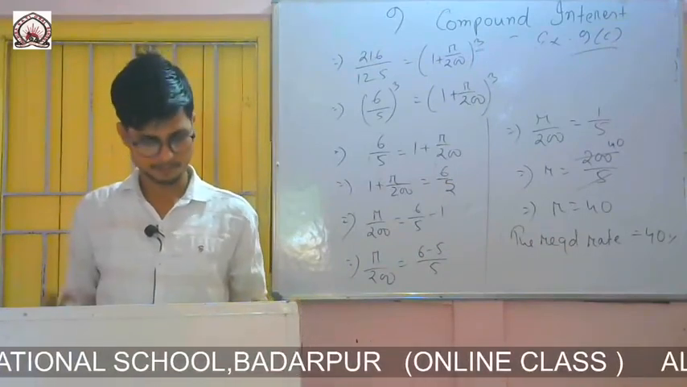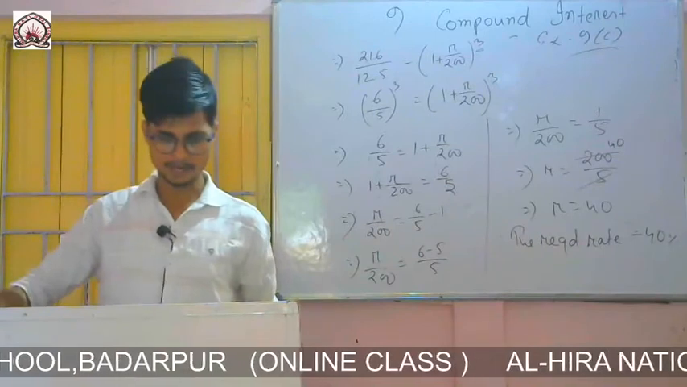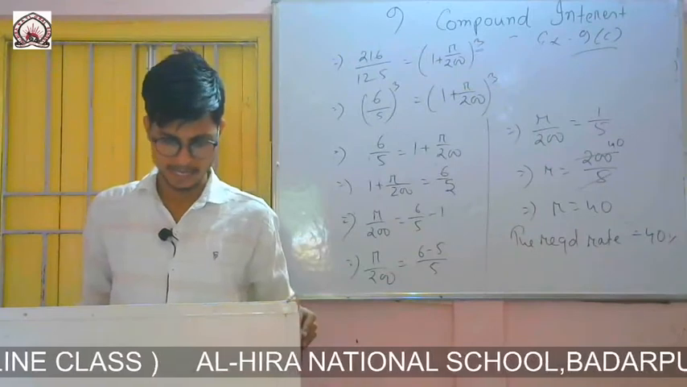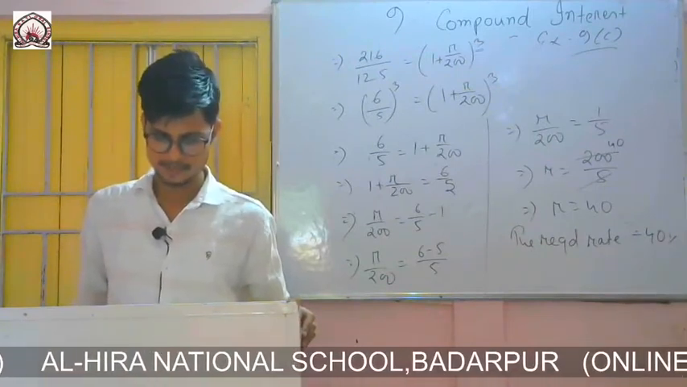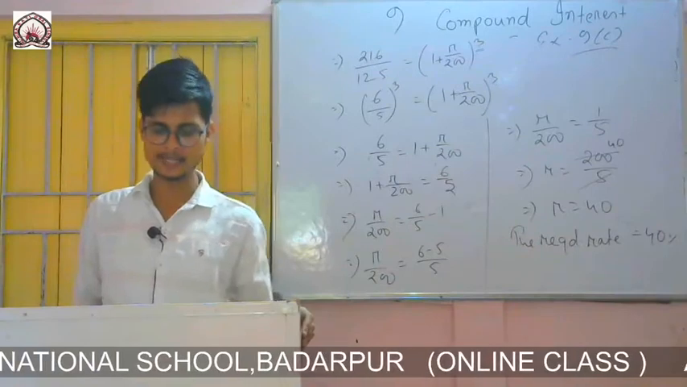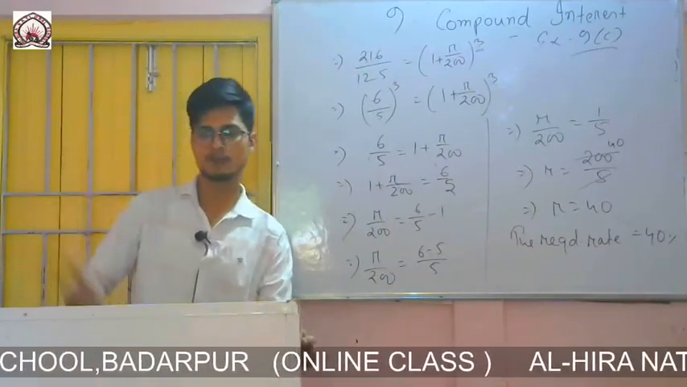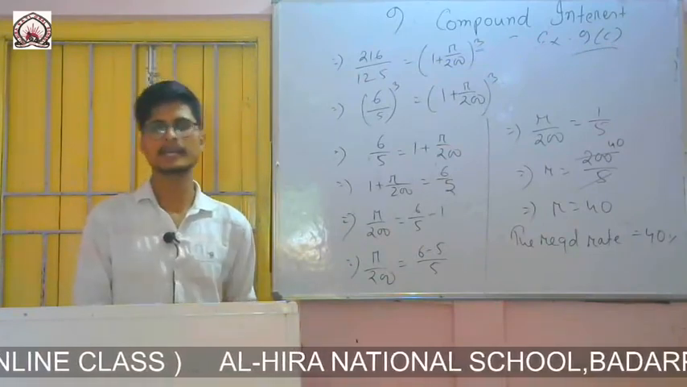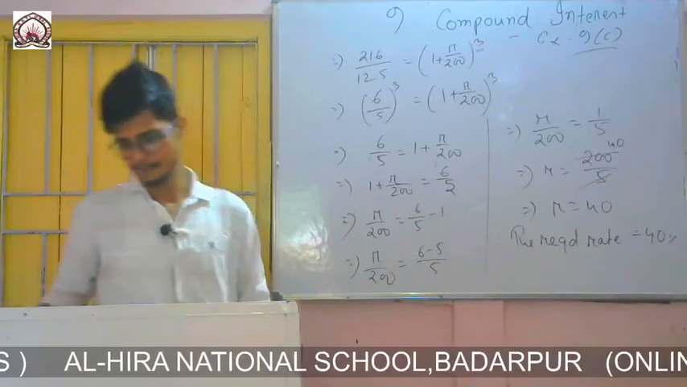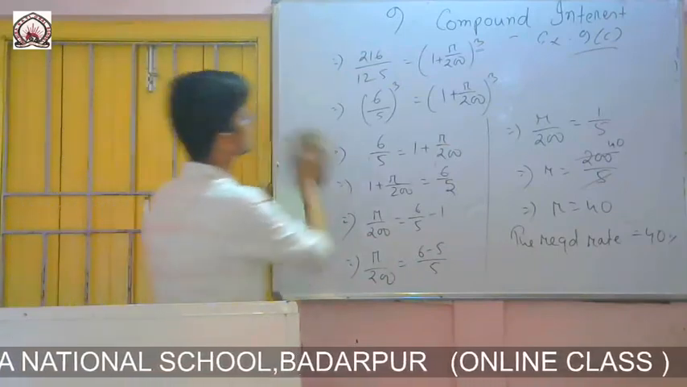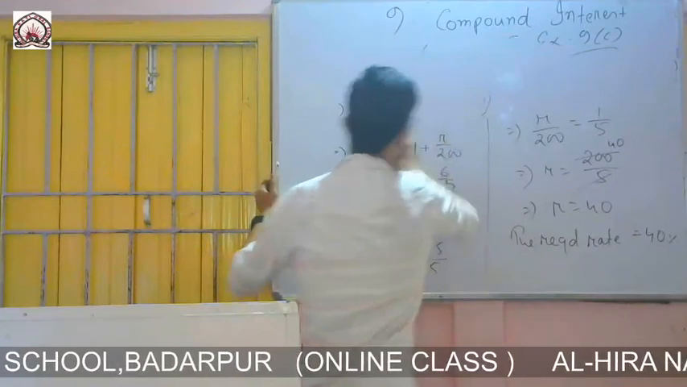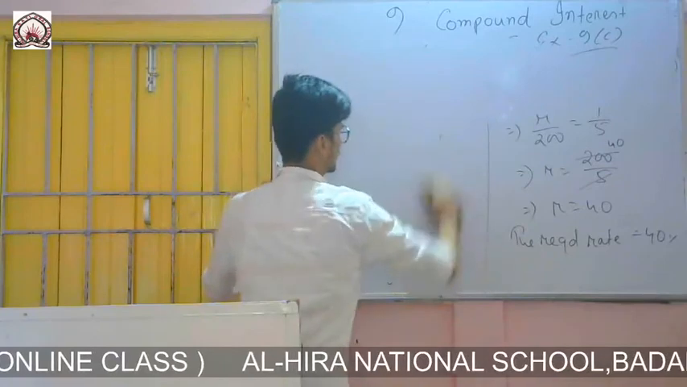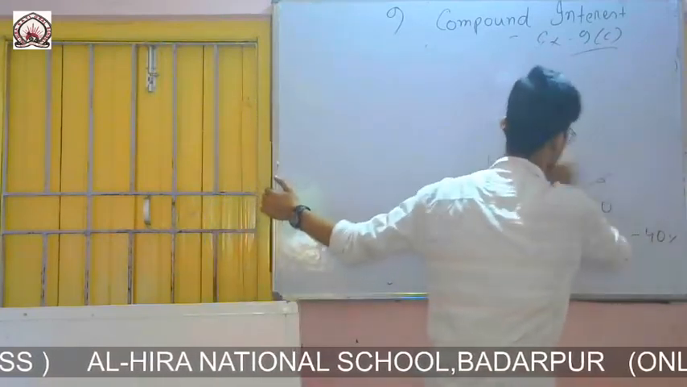Now the last question of this exercise, question number 12, higher order thinking. Krishna purchased an old scooter for rupees 8,000. If its cost after 2 years is 6480, what is the rate of depreciation? So here you have to find the rate of depreciation, and if the rate is depreciating, that means R will be negative.